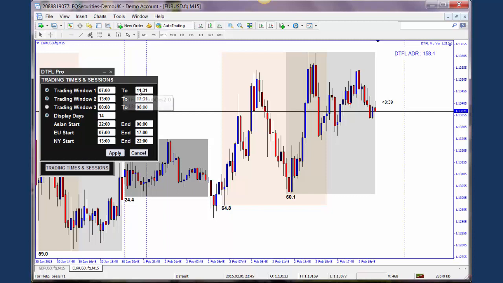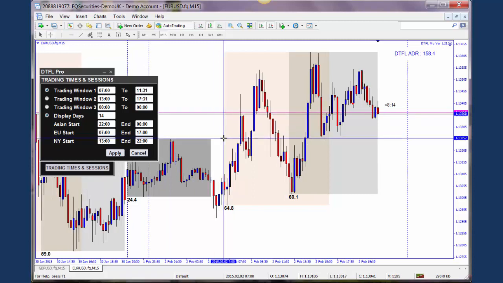The first three sets of inputs are trading window 1, trading window 2, and trading window 3. And it's in here that you put the times when you're going to be willing for trades to be placed. So if I just have this box ticked, that would mean I'd only be placing trades between 0700 and 11:31. On the chart, that's here, which is the start of the London session, 0700. This is a GMT chart.